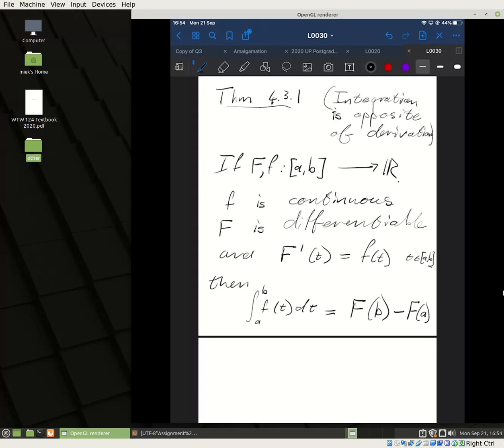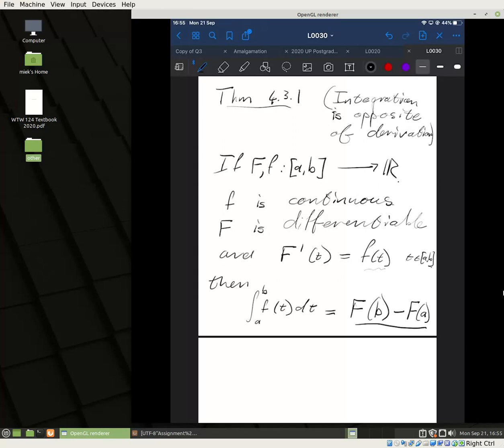Essentially what this says is, if you are trying to integrate a function and you know some function whose derivative is equal to that function, in other words, if you know an antiderivative of little f, you can work out the integral of little f. What is the integral of little f? You take any antiderivative of little f and you evaluate it at the end points of your integral, like that.